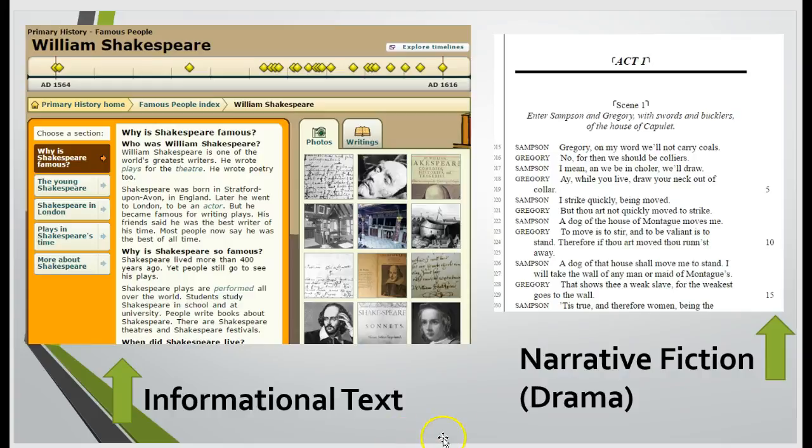Here's another example. What I want you to see here is the visual differences between something like narrative fiction, like a drama, the way it looks on the page, versus how it looks when I'm looking at informational text. So often writers try to help us out. They'll boldface questions. They'll italicize things. These even have hyperlinks. They'll include pictures and images and charts that help us get a full picture. Timelines, like you see at the top of this one, help us to see important points and dates in Shakespeare's life. So informational text looks different on the page.